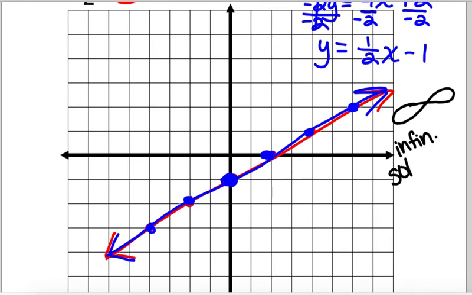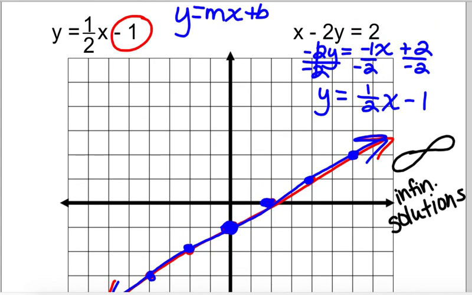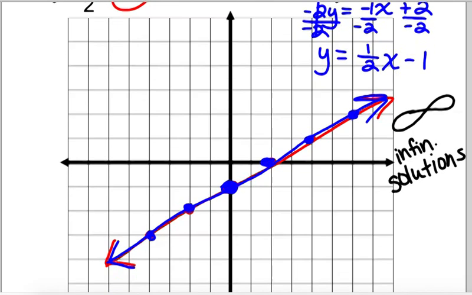Infinite solutions. I'm running out of room. Apologies on that. Infinite solutions. Every ordered pair that will solve the red equation will also solve the blue equation because it ends up being the exact same slope and the exact same y-intercept.